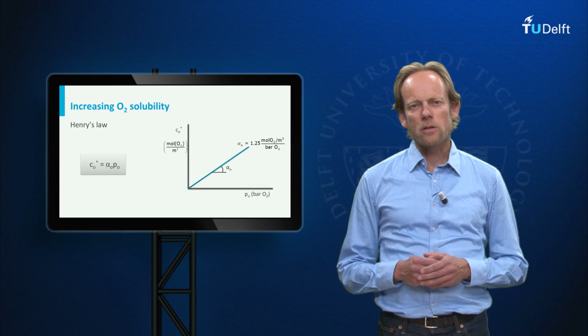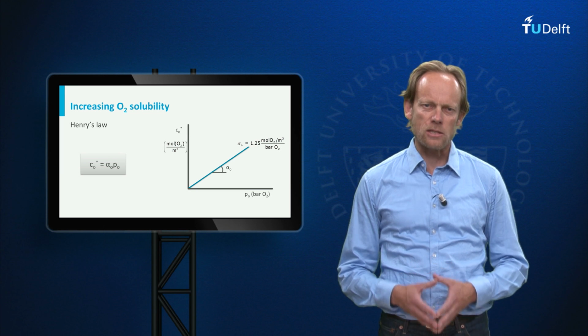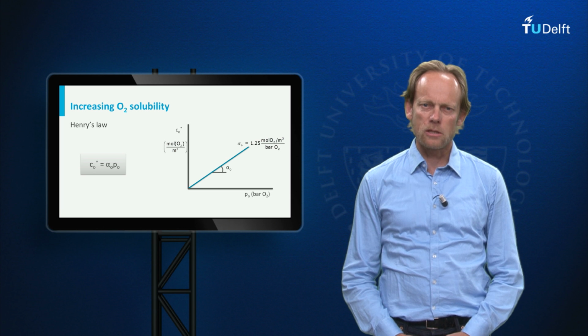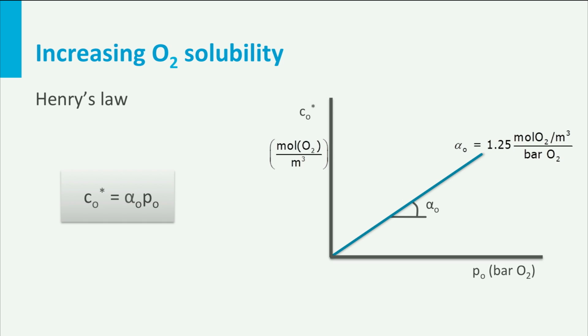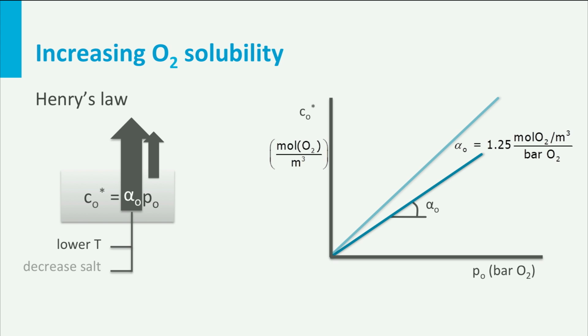A good question now is how to maximize solubility. For this, we look at Henry's gas law, which correlates the solubility of oxygen to its partial pressure. The partial pressure can be raised by changing the gas composition and increasing the total pressure. The second option is to increase the value of the Henry constant by reducing temperature, minimizing the amount of salt, or using a solvent that is added to the broth.